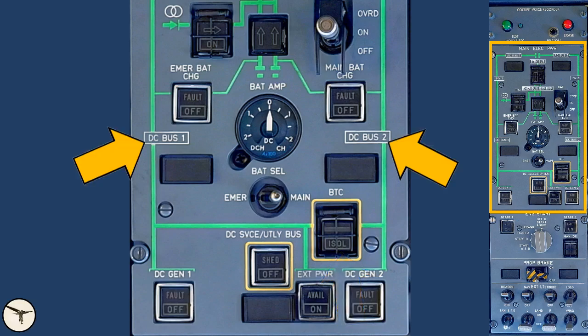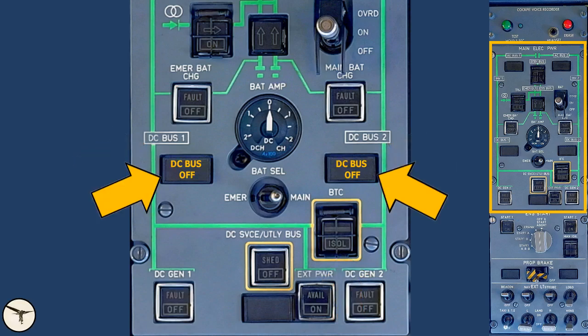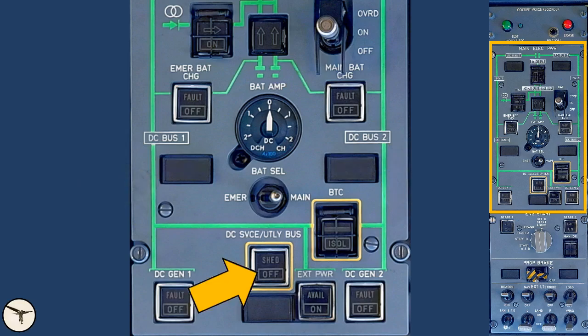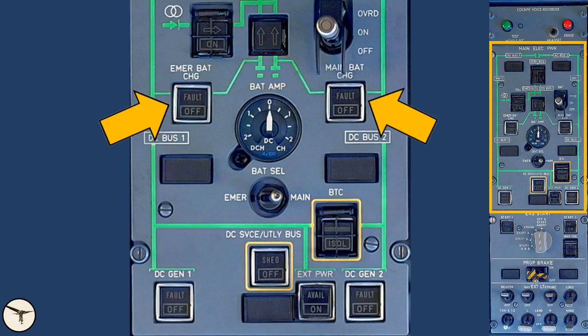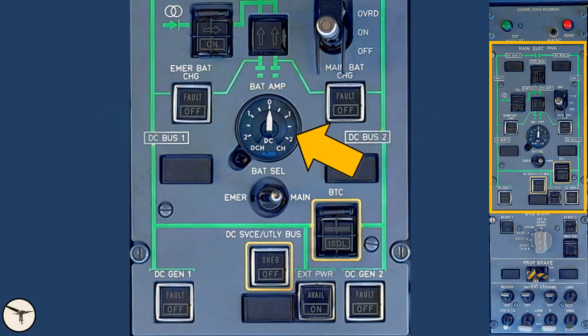The main buses are called DC bus 1 and DC bus 2. This light will illuminate when the associated bus is not powered. This push button allows for switching off the DC service bus and the two utility buses. The batteries are here, and they are charged via contactors controlled with those push buttons. Battery charge is shown with this ampere indicator.